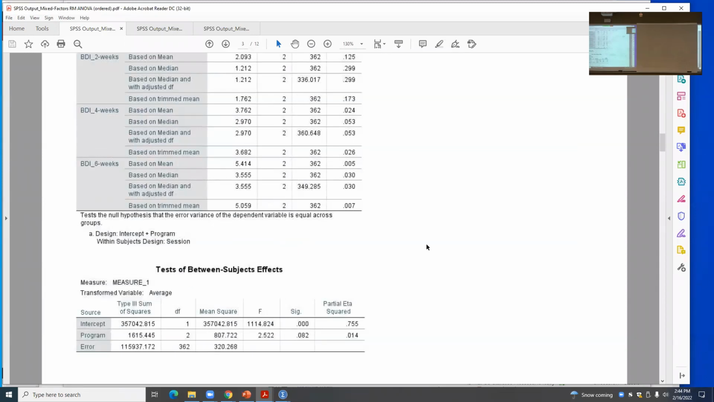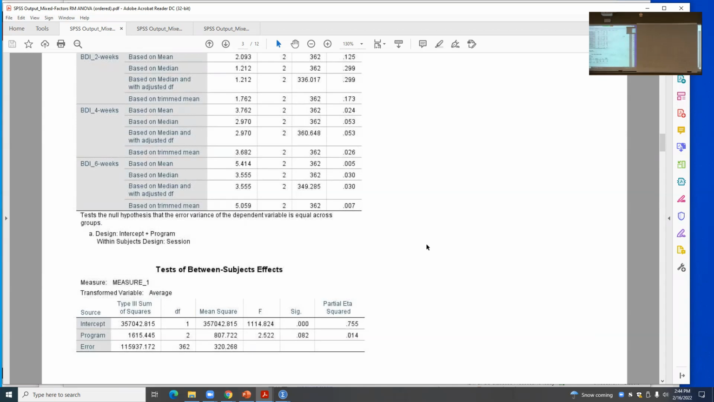What's up? If I'm understanding correctly, for the tests of between subjects effects, that's like your measurement between literally your subjects, right? So what this is telling us is that for program, there's not necessarily a big difference between your subjects. Okay, yeah. Somewhat. Nope, you're on the right track.